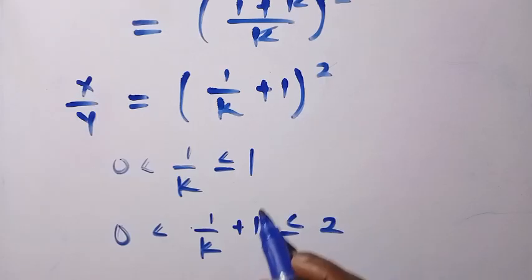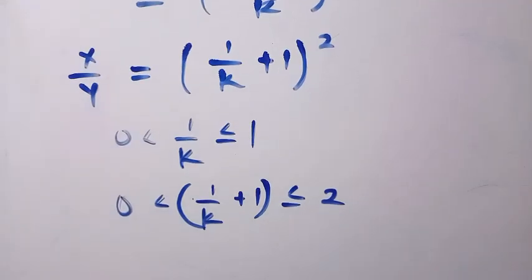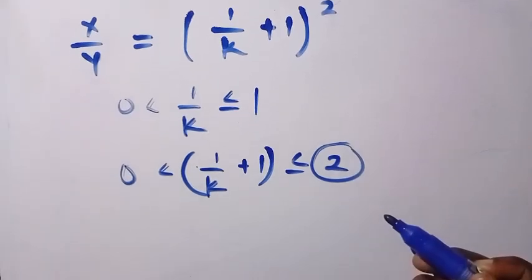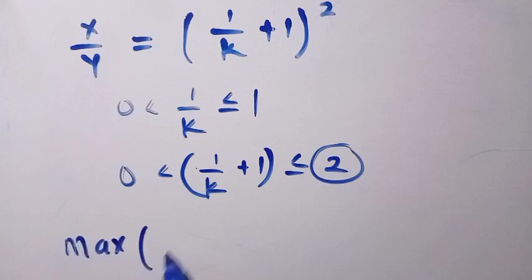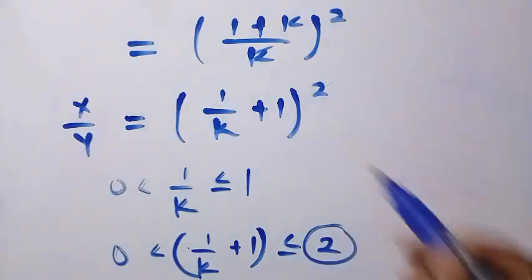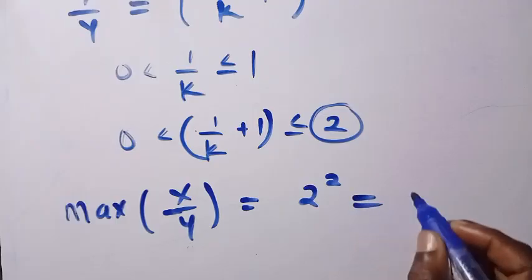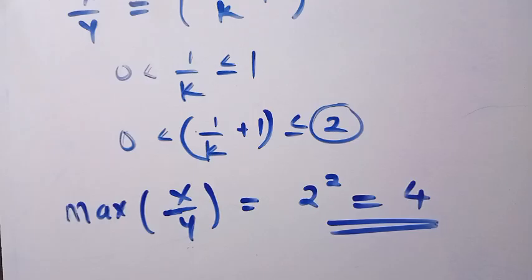What I did here is, if I add 1 here, we are going to have what we have above. But what I need is 1 over k plus 1, which is this. For every single thing that we have here, this shows that the maximum value will be 2. If the maximum value is 2, then we are going to have the max of x divided by y. Since we have made it 1 over k plus 1 squared, this becomes 2 squared, and 2 squared here equals 4. So the maximum of x over y equals 4.